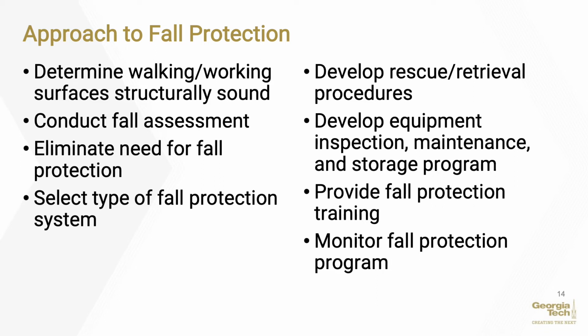A step-by-step approach to fall protection should include the following steps. Determine if walking working surfaces are structurally sound, conduct a fall assessment, eliminate the need for fall protection if possible, select the type of fall protection system needed, develop rescue or retrieval procedures for those types of fall protection if needed, develop an equipment inspection, maintenance, and storage program, provide fall protection training to all affected employees, and monitor the fall protection program.